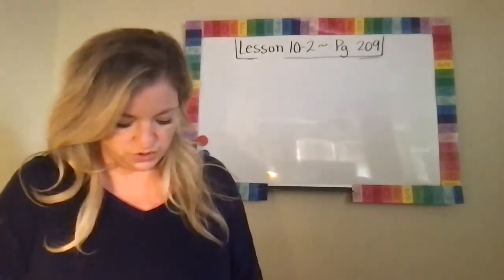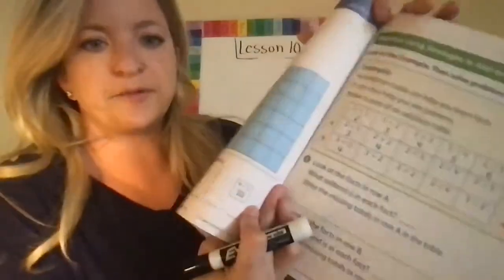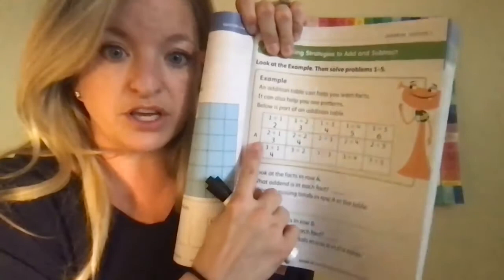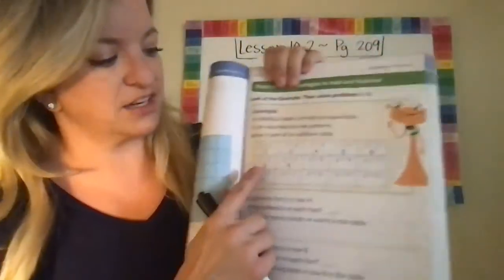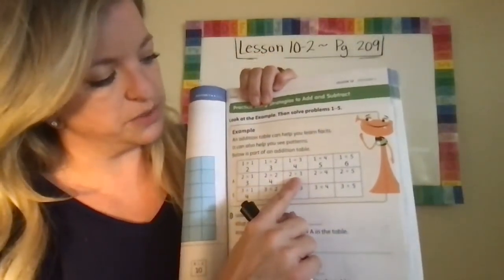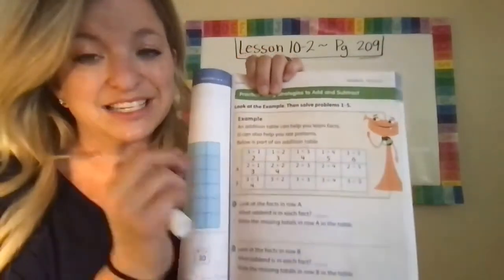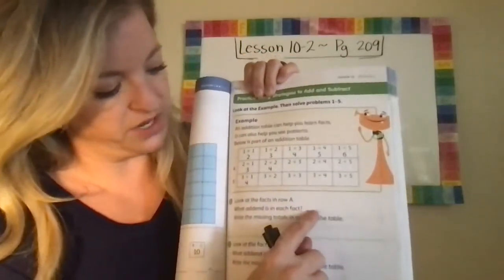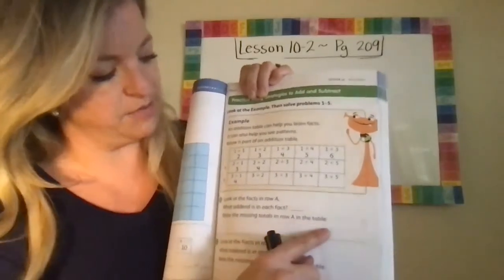Oh, okay. So you're only going to use it for the next 2. So here it says, look at the facts in row A. First of all, a row goes side to side. So we're looking in this row and we're going to look for the addend that's in each fact. A is 2 plus 1, 2 plus 2, 2 plus 3, 2 plus 4, 2 plus 5. So the addend that is in every single one is 2. So you're going to write down a 2 here.